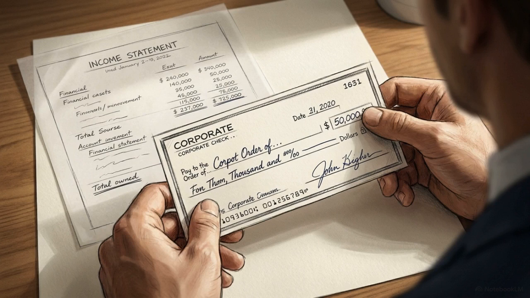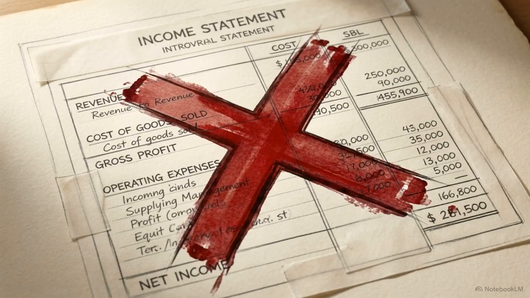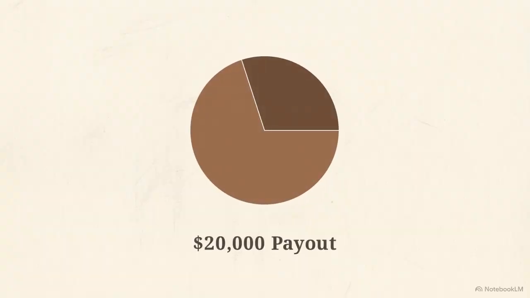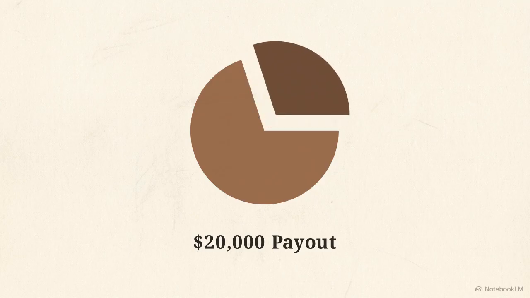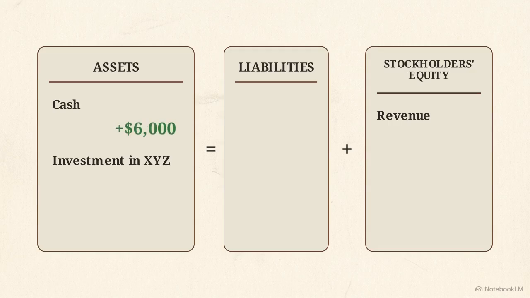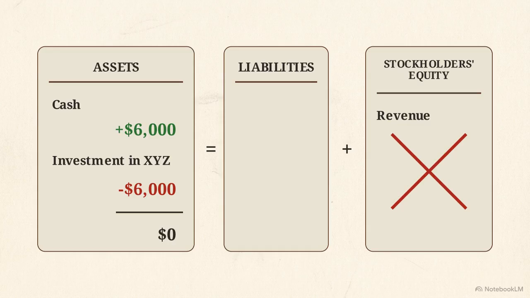Intuition suggests that receiving a cash check from an investment should trigger new revenue on the income statement. Under the equity method, routing a cash dividend to revenue is a critical reporting failure. Company P owns 30% of the business, meaning their exact cut of the $20,000 payout is $6,000 in cash. Looking at our equation, Company P's cash asset account increases by this $6,000, but look at the offsetting entry. Receiving a dividend decreases the carrying amount of the investment in XYZ asset account by $6,000. Nothing touches the revenue column.